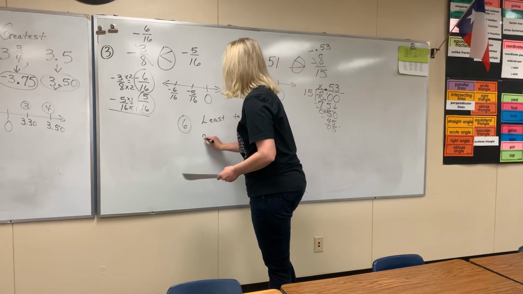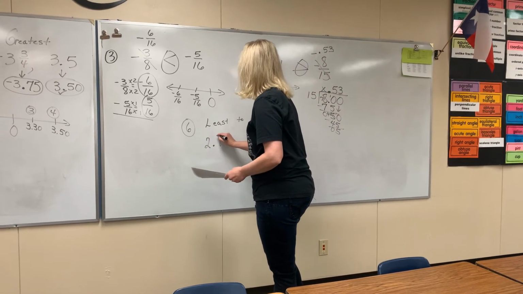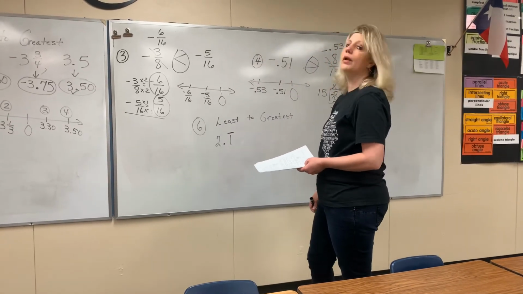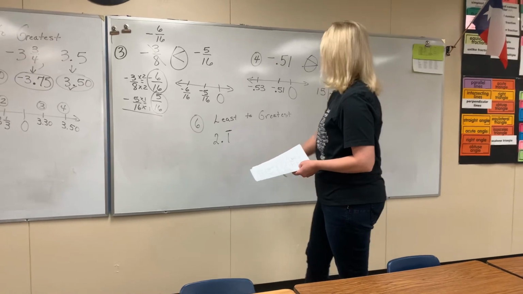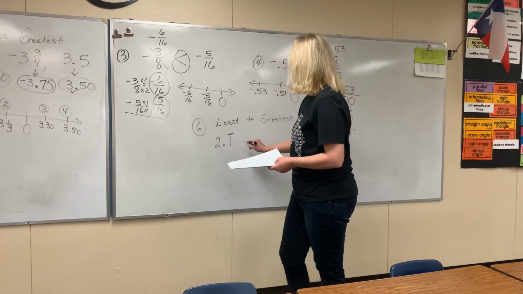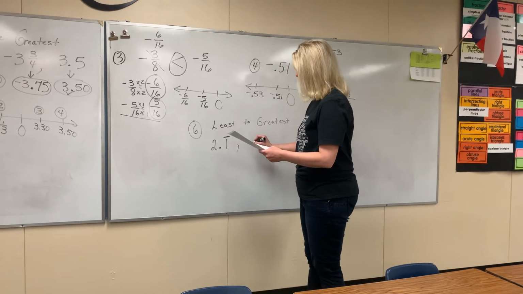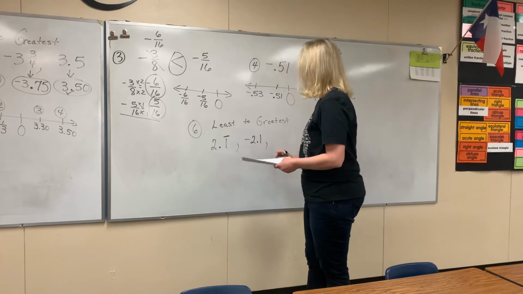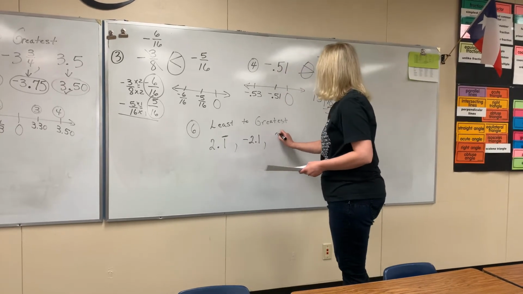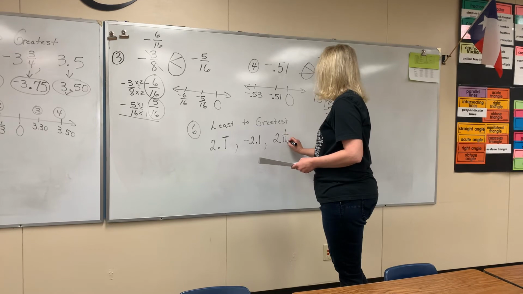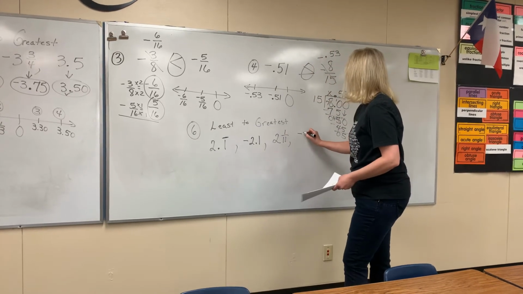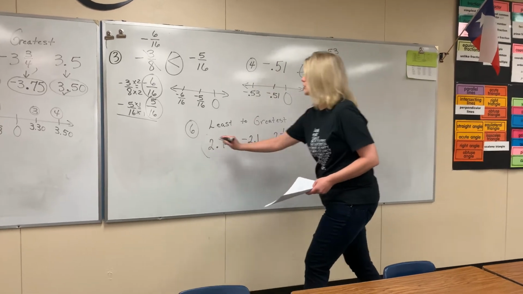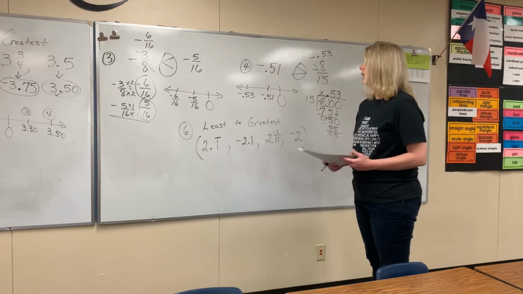All right, we got a 2.1 with the bar. You remember that the bar means that that is the same thing as saying 2.11111, right? Okay, so that's 2.1 with the bar, and it's positive. Then you've got a negative 2.1. Then you have a positive 2 1/11. And then you just got a negative 2. So these are the numbers that we are fixing to put in order from least to greatest.